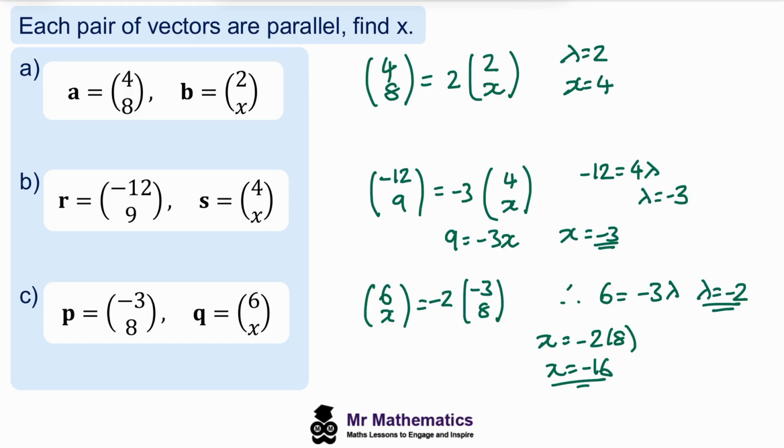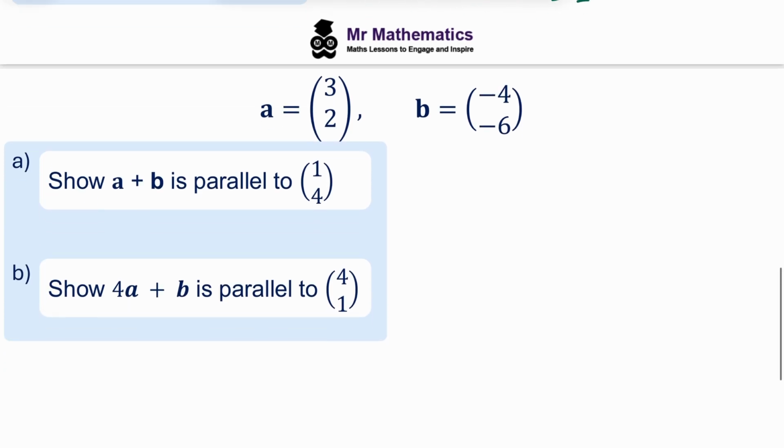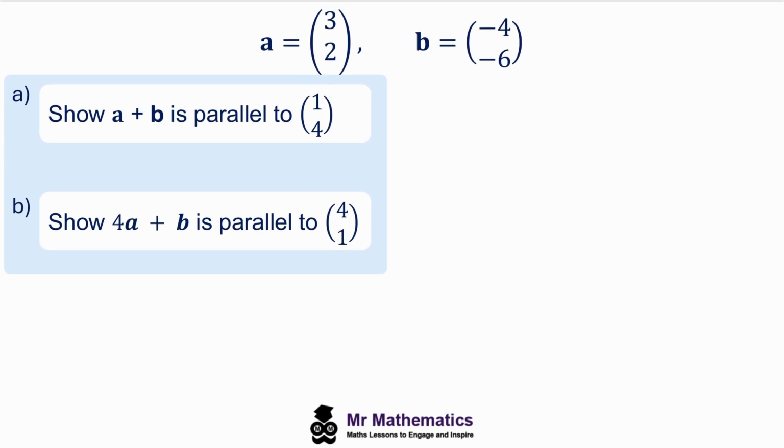Let's try the final set of examples. So in these questions, we're given 2 vectors, vector A and vector B. And we've been asked to show that vector A plus vector B is parallel to 1, 4. So if it is parallel, this sum will be a scalar multiple of 1, 4. So if we add the 2 vectors together, A plus B, we'll have 3 and 2 plus -4, -6.